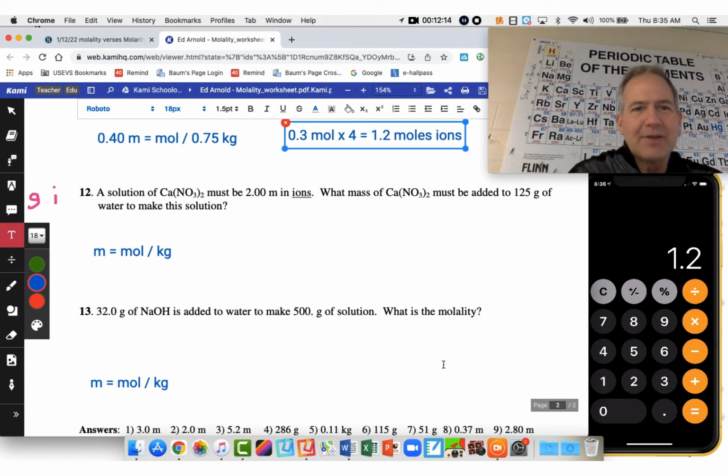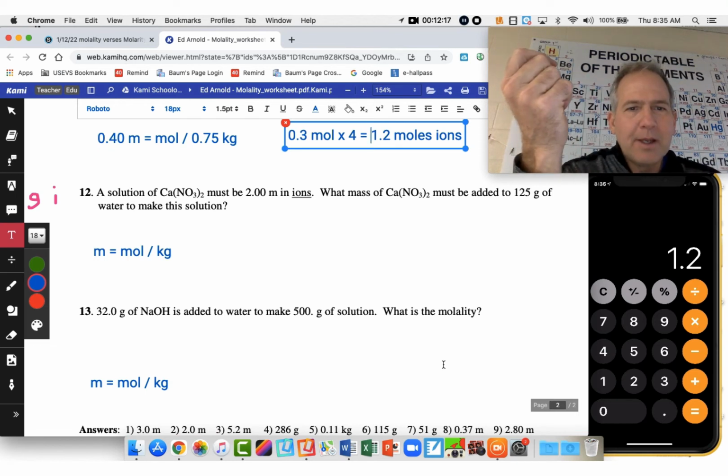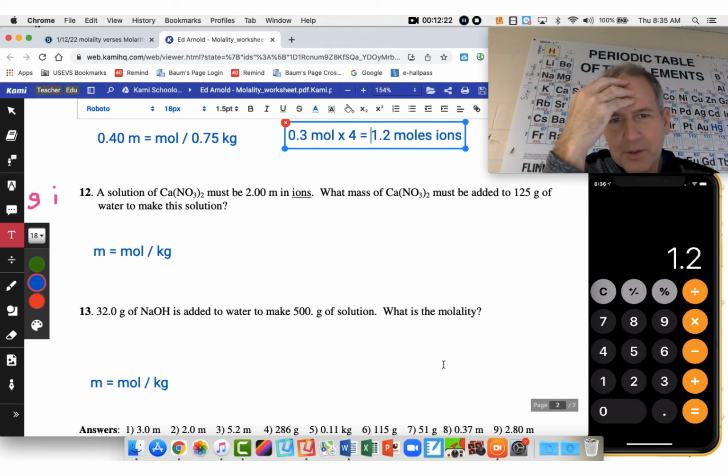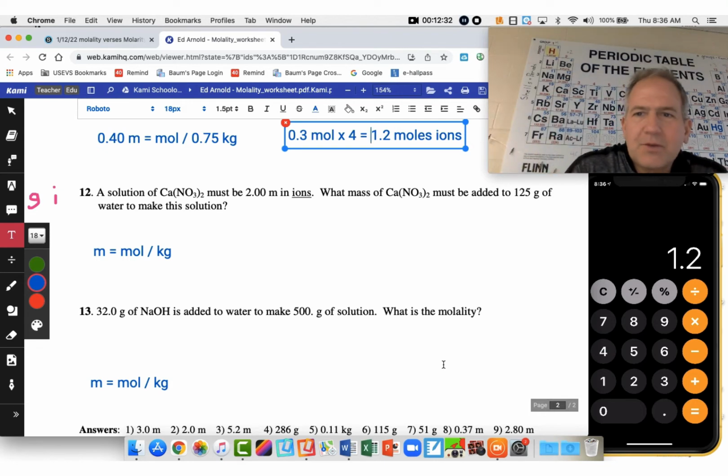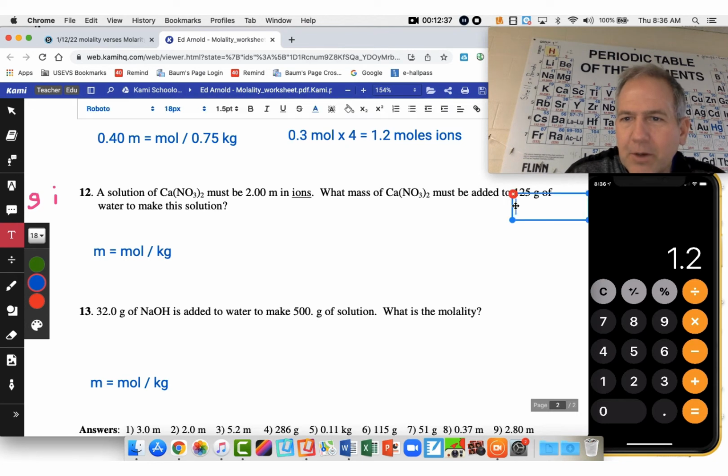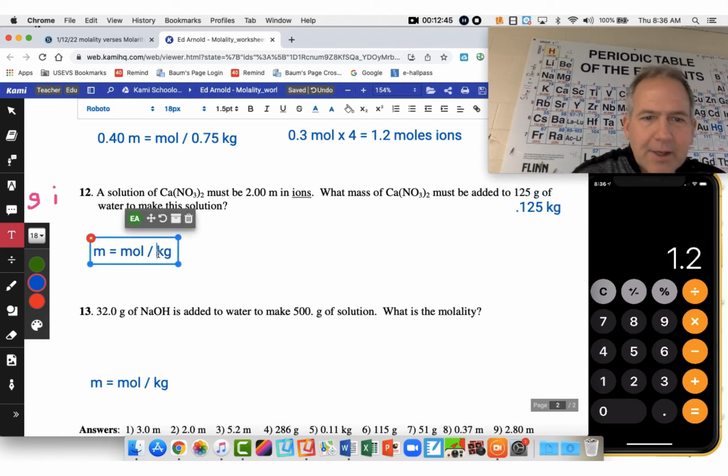So we have a solution of calcium nitrate that must be 2m in ions. Okay, so they're getting a little tricky for us. What is the mass that must be added to 125 grams of water? Let's do the grams first. That's grams of water, so that's going to be changed to kilograms. We move the decimal to the left. It's 0.125 kilograms. Let's fix the easy stuff. Do what you know first. Get it out of the way, and then you don't have to worry about it.